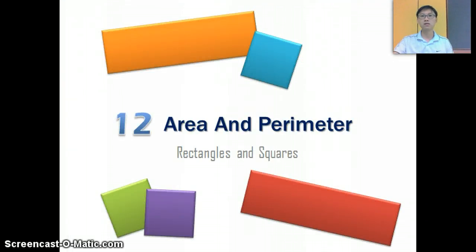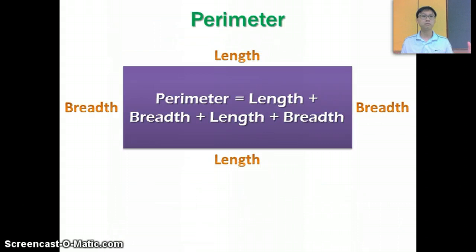The first thing you need to understand is what is a perimeter. Perimeter is basically, if I have this rectangle, the perimeter is the outline of this rectangle.